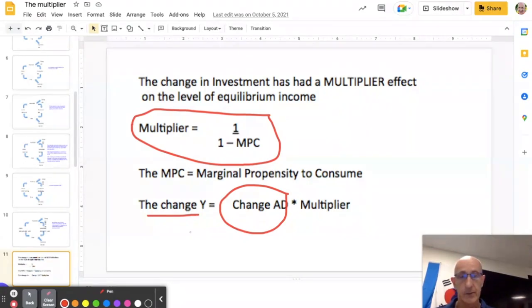So going back to our previous example, we know the MPC is 0.8. So we've got 1 over 1 minus 0.8, which is 1 over 0.2. So our multiplier in our previous example is going to be 5. Right? 1 divided by 0.2 is 5. We also know that the change in AD was 100 because investment went from 200 to 300. So there's been a change in aggregate demand of 100 multiplied by the multiplier, which is 5, is going to lead to an overall change in income of 500. 100 multiplied by 5 gives a change in income of 500.